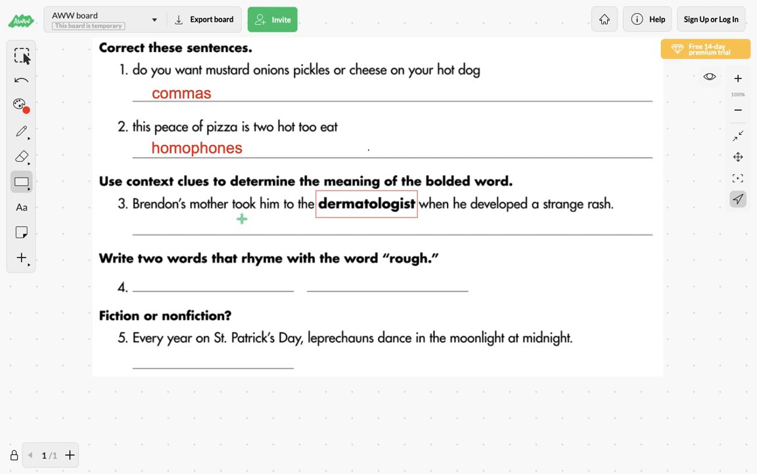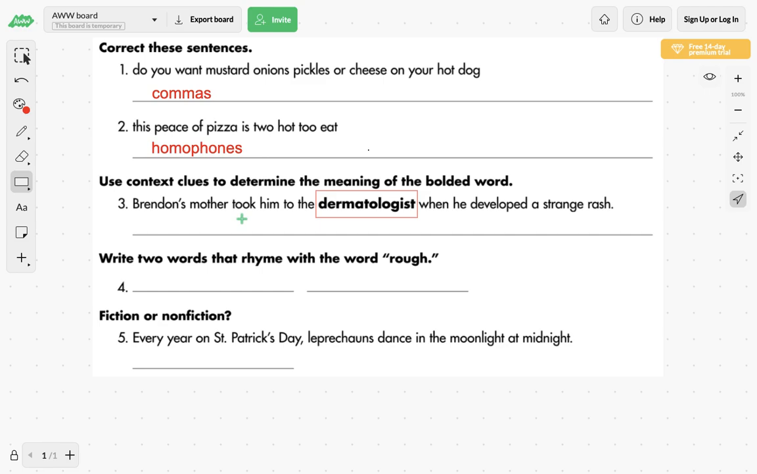Because a lot of times this happens, doesn't it? When you're reading and you come across a word you might not know, but if you look at the sentence or the sentences around it and all those words that you do understand, it will help you figure it out. So when I look at this sentence, Brendan's mother took him to the dermatologist when he developed a strange rash. There are words in that sentence that will help me figure out what a dermatologist is. Even if I've never heard of that word before, I can figure it out by reading the rest of this sentence. So that's what you're going to want to do here.